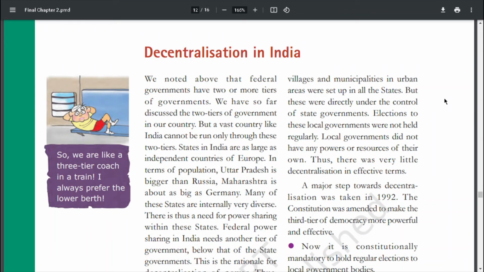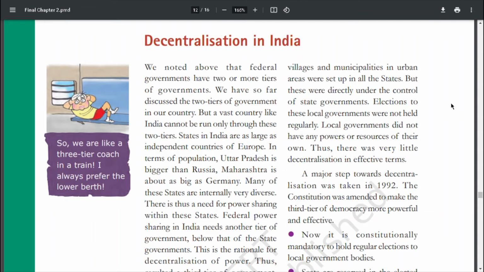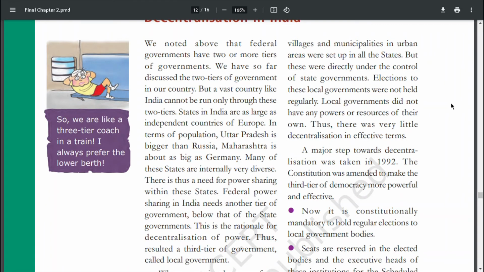Decentralization in India. We noted that federal governments have two or more tiers of governments. We have so far discussed the two tiers of governments in our country, but a vast country like India cannot be run only through these two tiers. States in India are as large as independent countries of Europe. In terms of population, Uttar Pradesh is bigger than Russia, Maharashtra is about as big as Germany.